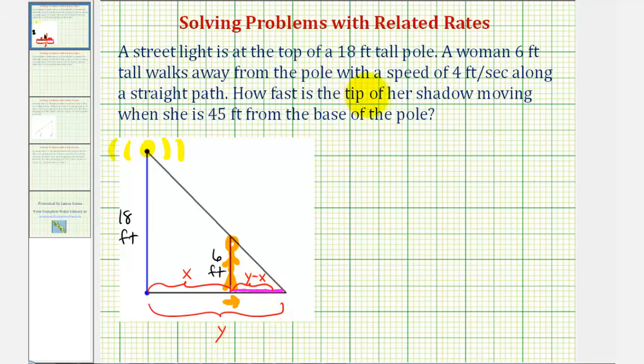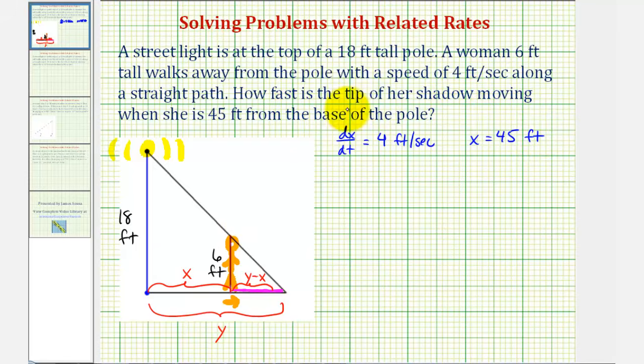Now because the woman is walking at a speed of 4 feet per second, that would be how fast x is changing. Therefore we know that dx/dt, the change in x with respect to t, is equal to positive 4 feet per second. X is increasing, therefore we know this is positive. We also want to determine how fast the tip of her shadow is moving when she is 45 feet from the base of the pole, which means when x equals 45 feet.